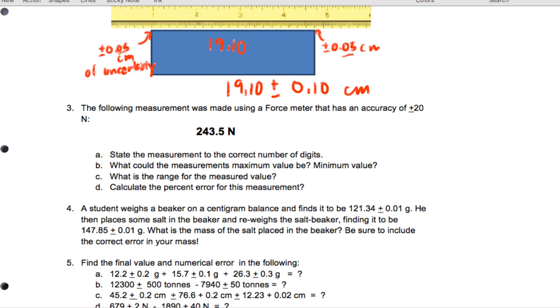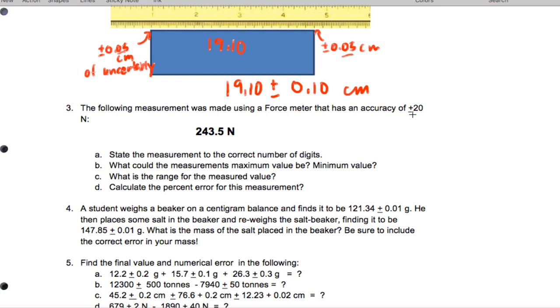All right, problem number 3. So I have accuracy out to plus or minus 20 newtons. So all this stuff here, I can't do anything with it. If I want to state this to the correct number of digits, I've got to drop some values and round. So this is going to be 240, well, plus or minus 20 newtons. That's for number 3. For our maximum measurement, we could go all the way up to 260, and for our minimum, we would go to 240 newtons. I'll just label that as max and min. So the range is 40 newtons, or that's the plus or minus 20.